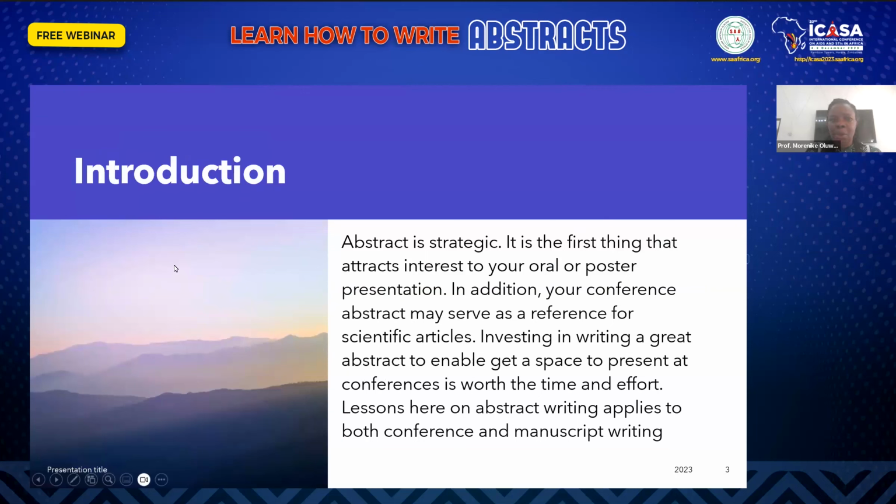Once again, we do know that abstracts are very important. The abstract is the first thing that anybody would see and then make a decision whether you would even participate in the conference. And then when the abstract is assessed, whether you would make it to oral or the poster. Please note that the lessons we took you through on abstract writing are applicable for both manuscript writing as well as conference presentation. Knowing the importance of abstract means you need to invest time in writing a great abstract. This will enable you to make the conference that you wanted to. And believe me, the time you invested will be worth it. It's a skill that can only get better.